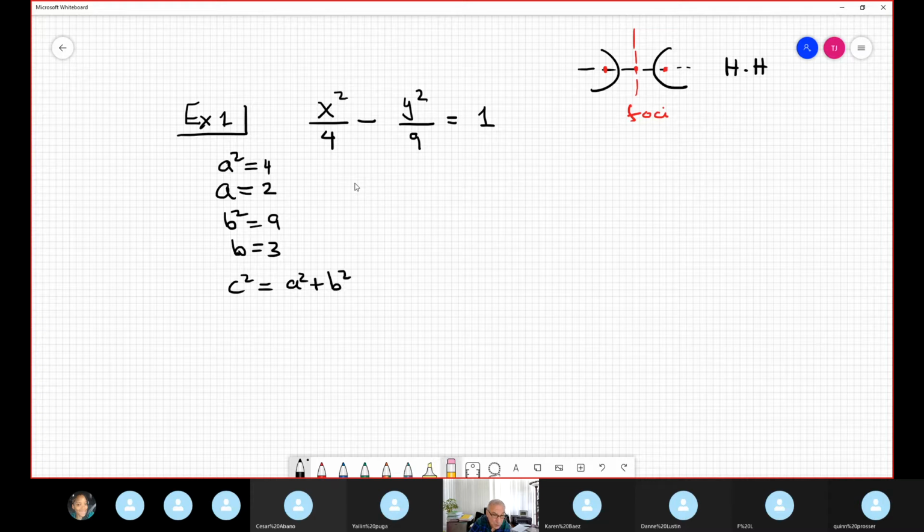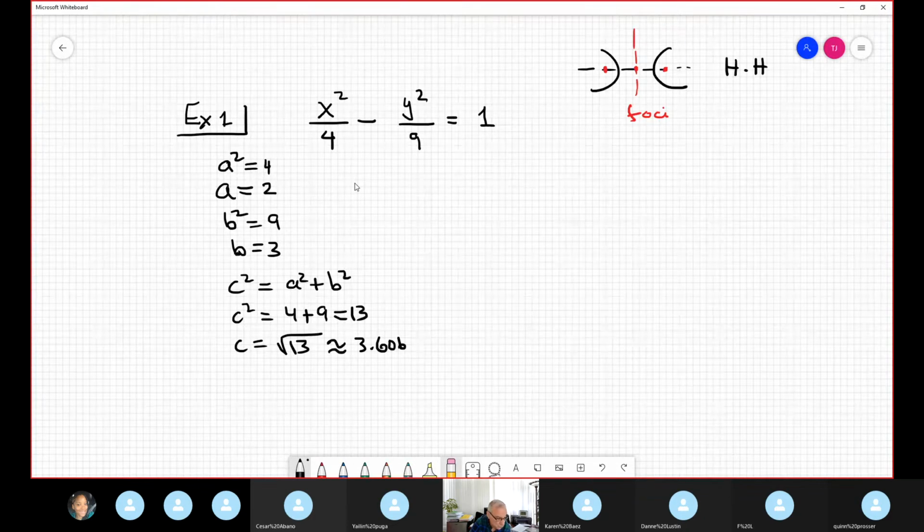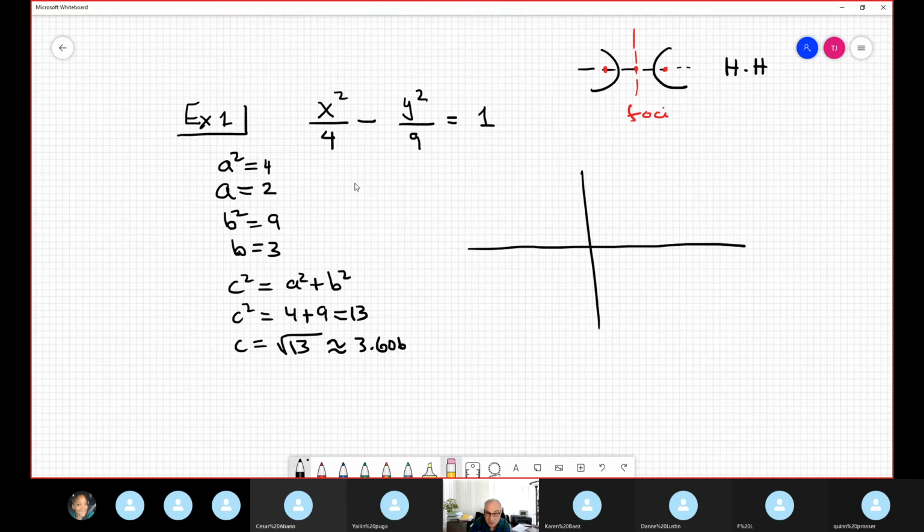Therefore, C squared is 4 plus 9, which is 13. Therefore, C alone is the square root of 13. In decimal approximation, because I want to plot that, it is 3.606. Remember, decimals have 3 decimal places for the approximation. Now, let's do at least something. Important, let me try something by hand.